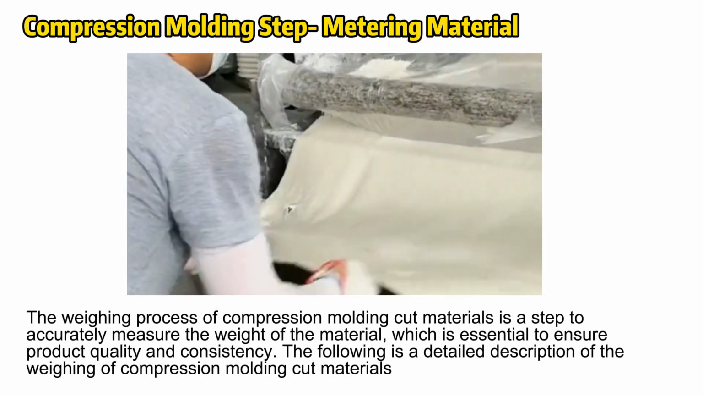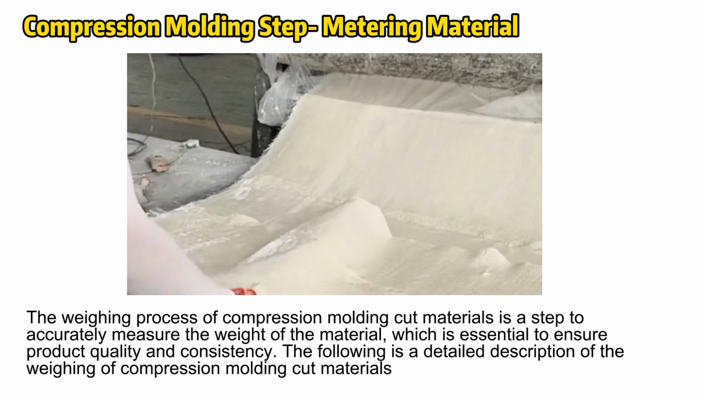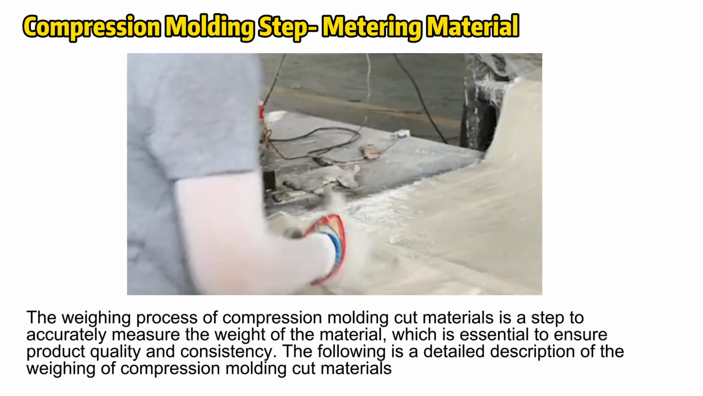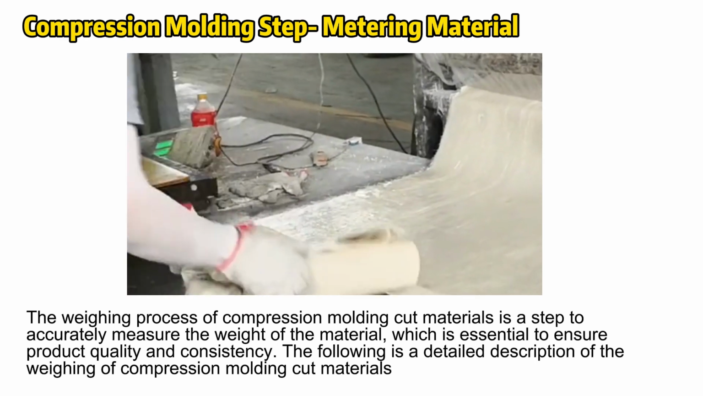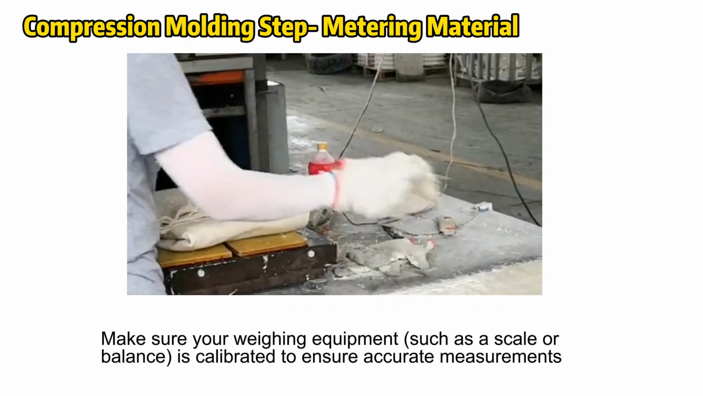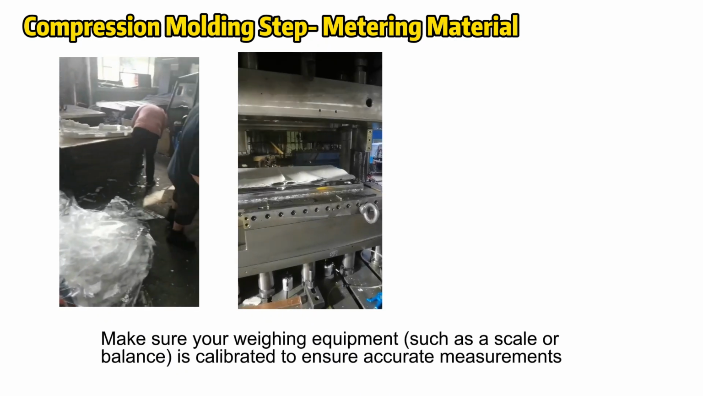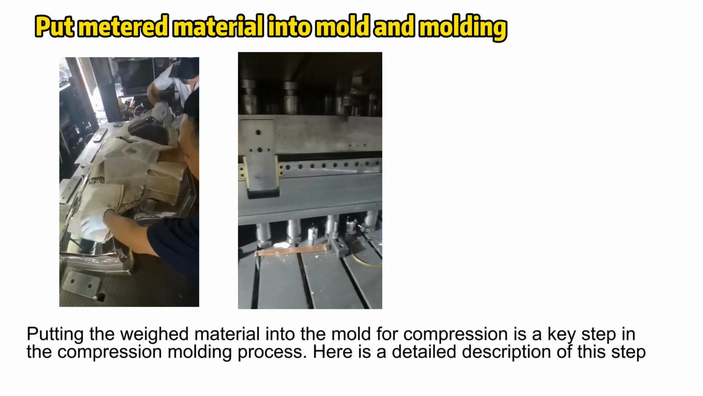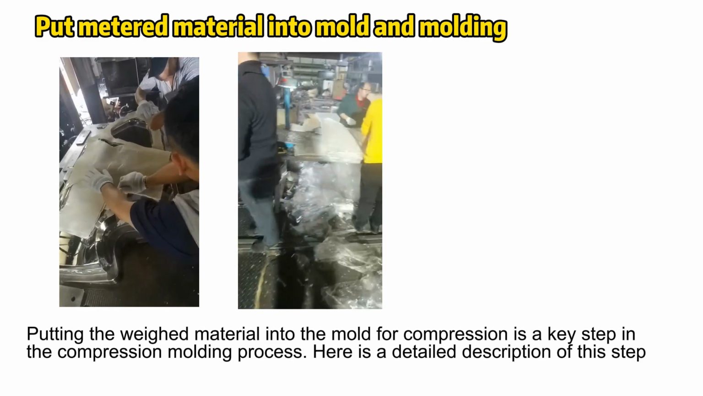Compression molding step: metering material. The weighing process of compression molding materials is a step to accurately measure the weight of the material, which is essential to ensure product quality and consistency. The following is a detailed description of the weighing of compression molding materials. Make sure your weighing equipment, such as a scale or balance, is calibrated to ensure accurate measurements. Put the metered material into the mold and mold it. Putting the weighed material into the mold for compression is a key step in the compression molding process.